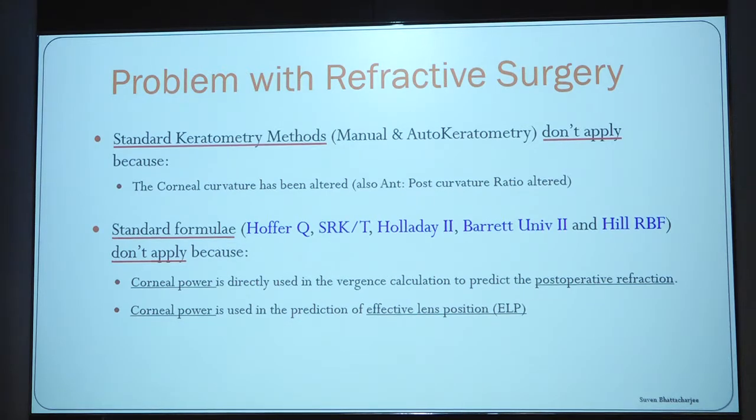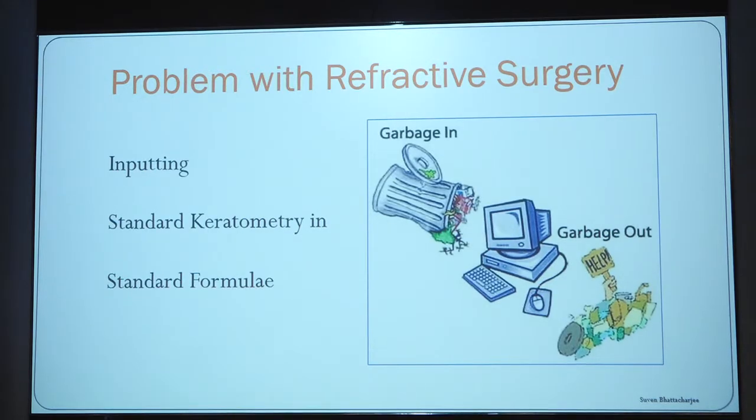So the problem with refractive surgery is that standard keratometry methods don't apply because the corneal curvature has been altered. The standard formulae don't apply because the calculations use the corneal power, and it's also used to predict the ELP. So with any system, if you put garbage in, you're going to get garbage out. So that is the problem with refractive surgery. All your earlier measurements are practically garbage.